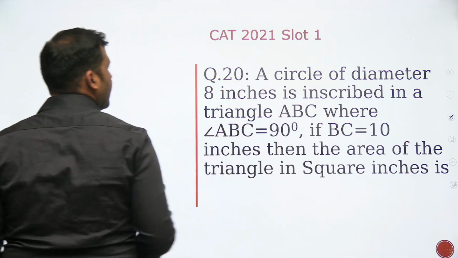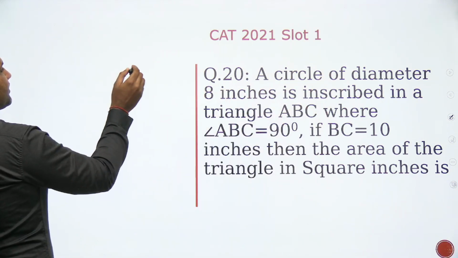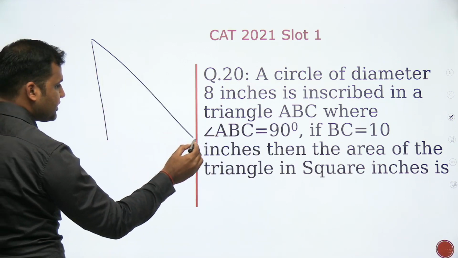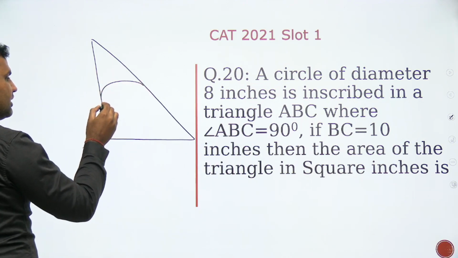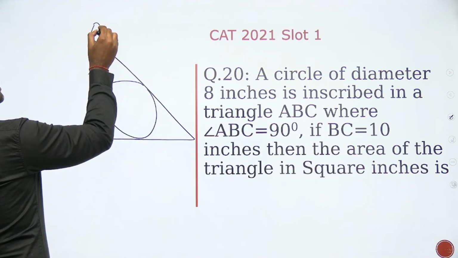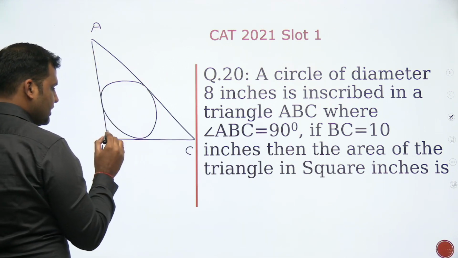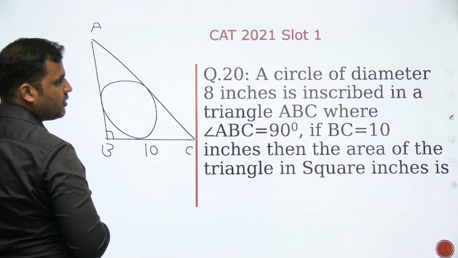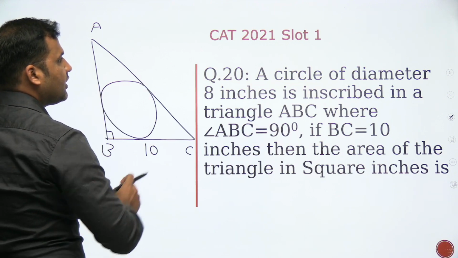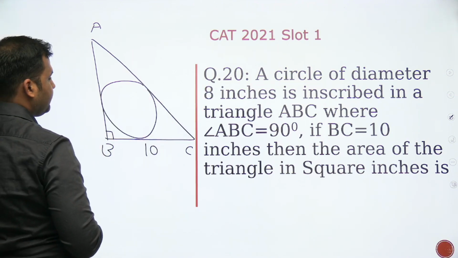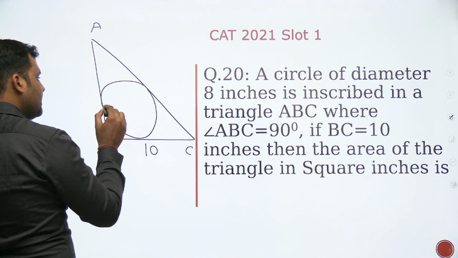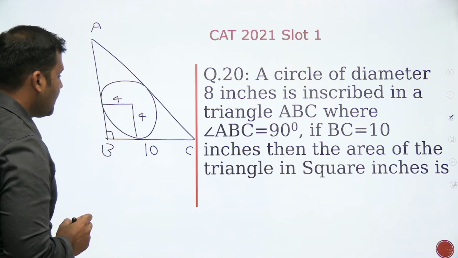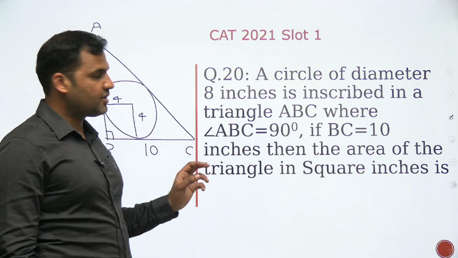A circle of diameter 8 inches is inscribed in a triangle ABC, with angle ABC is 90 degrees. So that means we have this right angle triangle. A circle has been inscribed in this triangle. This is A, this is B, this is C. This angle is given to me as 90 degrees, and it is given to you that BC is equal to 10, right? Now the diameter of the circle is 8 inches. If the diameter of the circle is 8 inch, that means the radius will be equal to 4 inch. Now, use triplets and you'll get your answer in seconds.